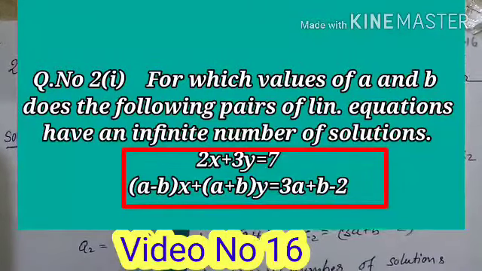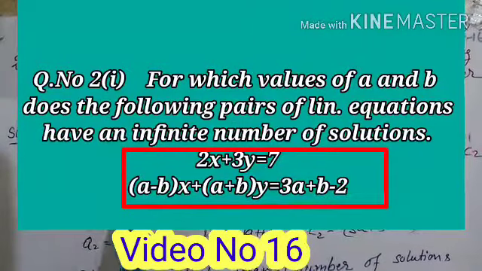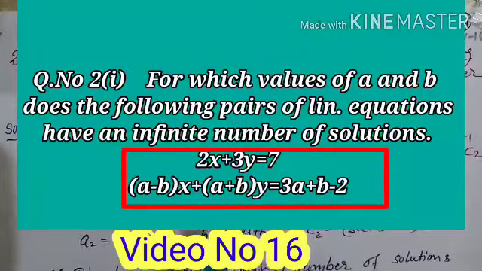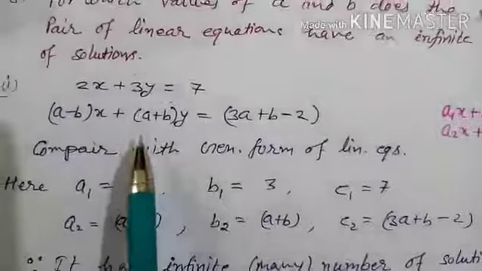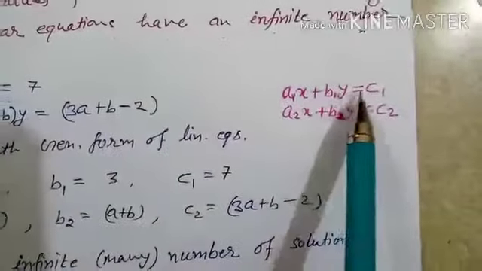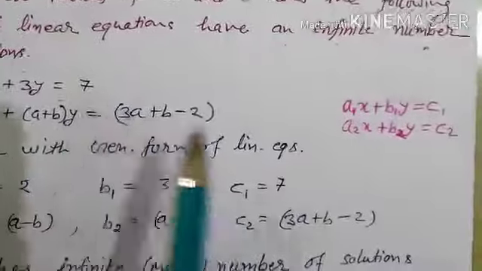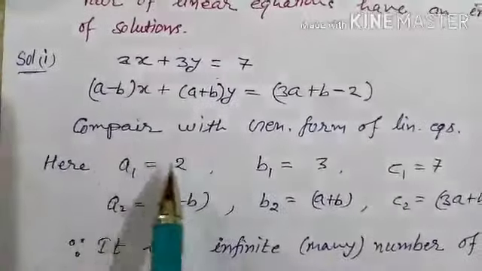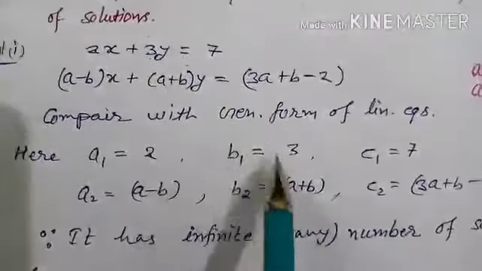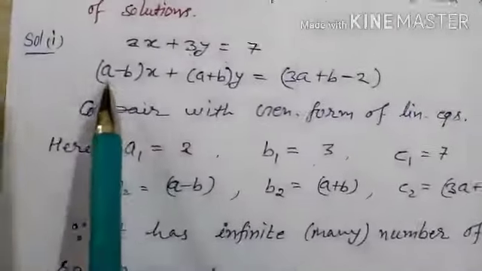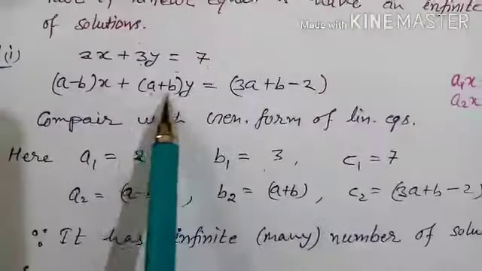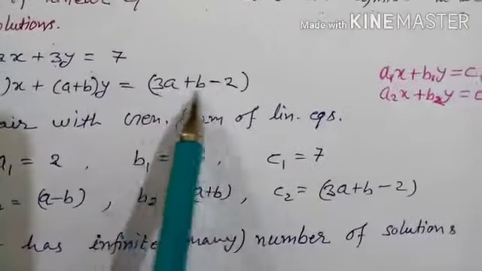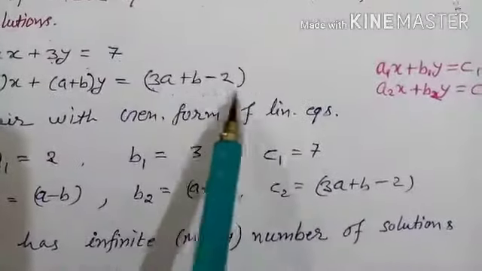2x plus 3y is equal to 7 and (a minus b) into x plus (a plus b) into y equal to 3a plus b minus 2. So compare these two equations with our general form, that is a1x plus b1y equal to c1, because your constant is lying on the right side, and a2x plus b2y is equal to c2. So here a1 is 2, b1 is 3 and c1 is 7. a2 is a minus b, the coefficient of x, b2 is a plus b, and c2, the constant, is 3a plus b minus 2.